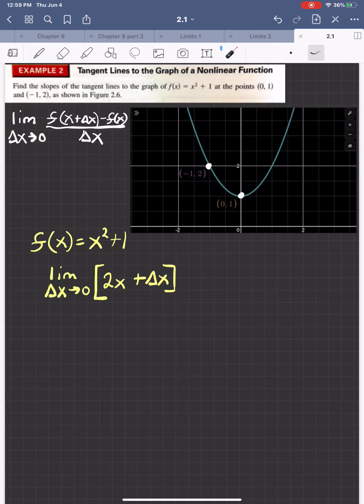Okay, so letting delta x approach 0, that means the distance, the width if you will, is as close to 0 as we would like. For all intents and purposes, it is 0. So I'm going to simply plug 0 in for delta x. So f prime of x is simply equal to 2x.